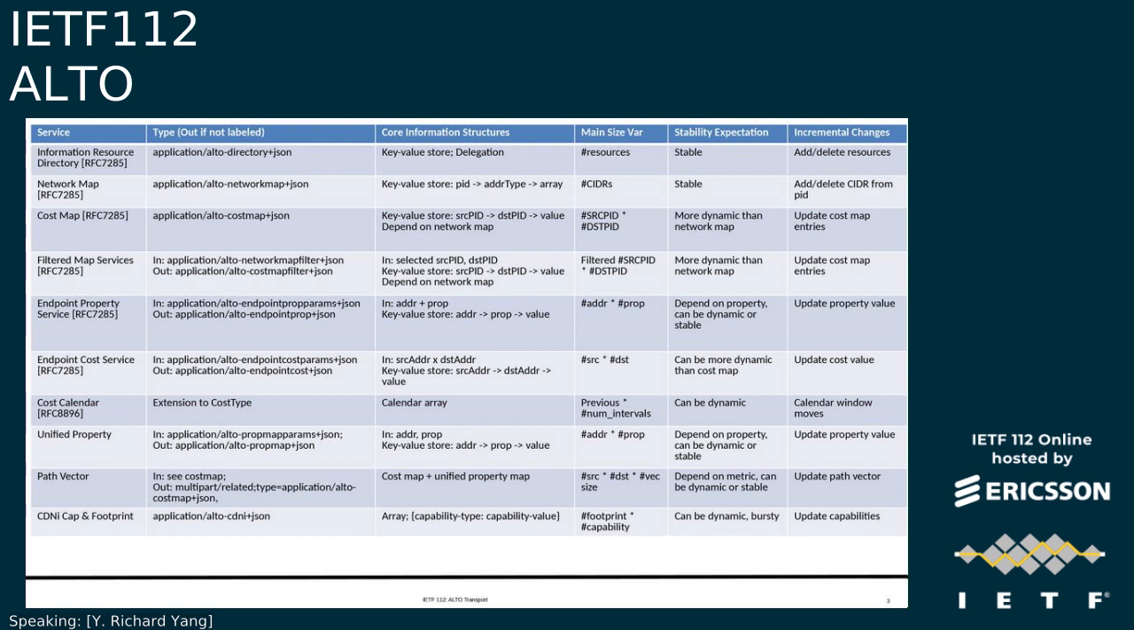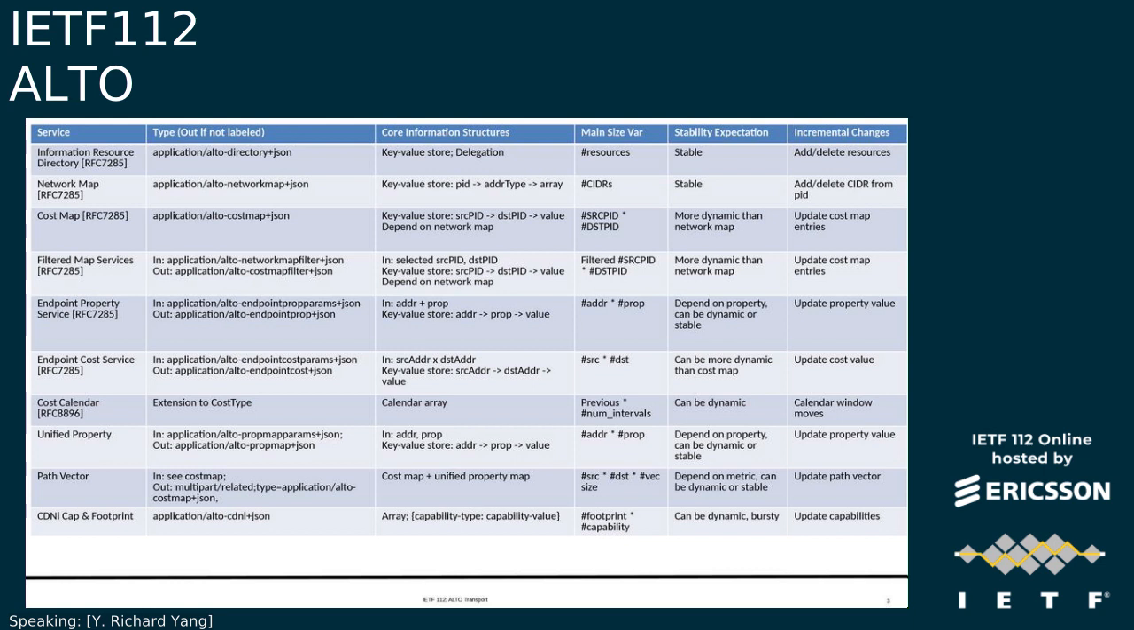It's a 3-level key-value store, and you index from the source network map to the destination, and then index into the values. And this one will be dependent on the network map. So there will be dependencies with other information models. So, how to handle this?